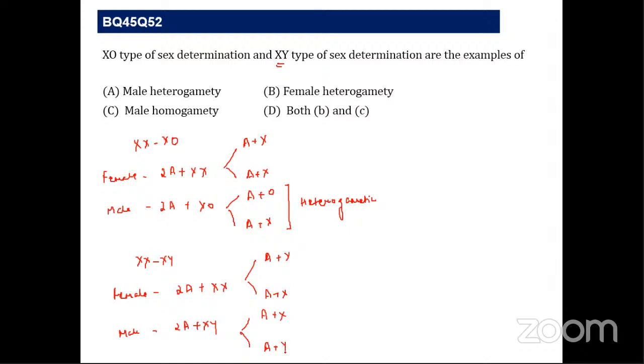And again, I'm repeating this part: A is representing the autosomes. All right. So again, we can clearly see what is happening. In case of males, we are finding two different types of gametes, heterogametes. Right? Male is heterogametic. What will be the answer? A. Male heterogamety.